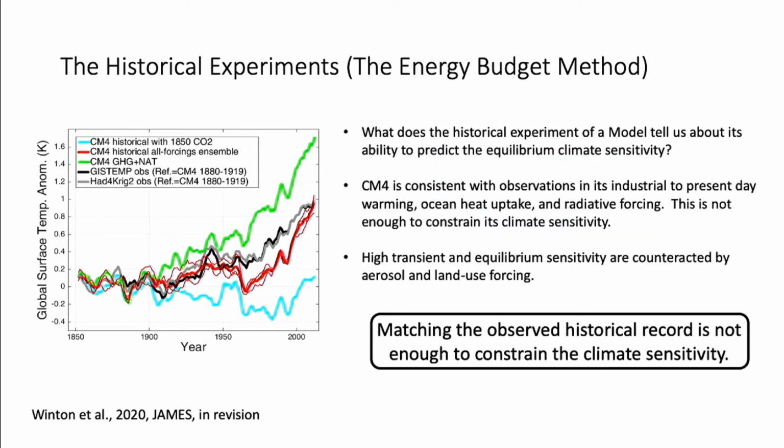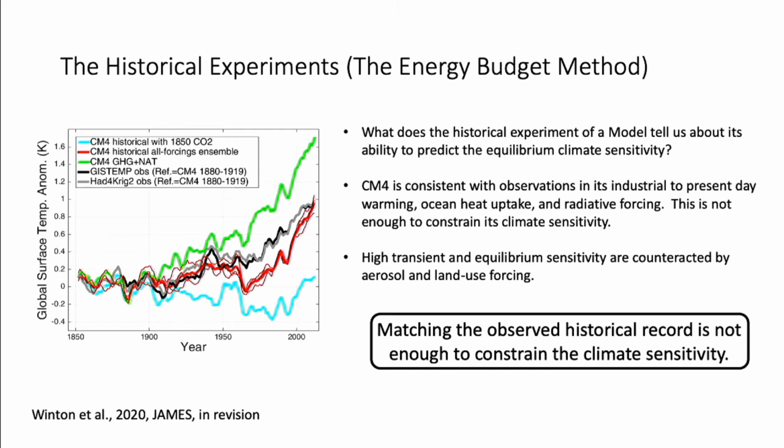So I went over those. What does this tell us about the ability to predict the climate sensitivity? As I mentioned before, CM4 is the coupled model. That's the red line. It's consistent with observations in the sense that it finishes at the same temperature. I mean, the temperature difference between beginning and end is the same as observed. Its ocean heat uptake is consistent with observations, and its radiative forcing is also consistent with observations.